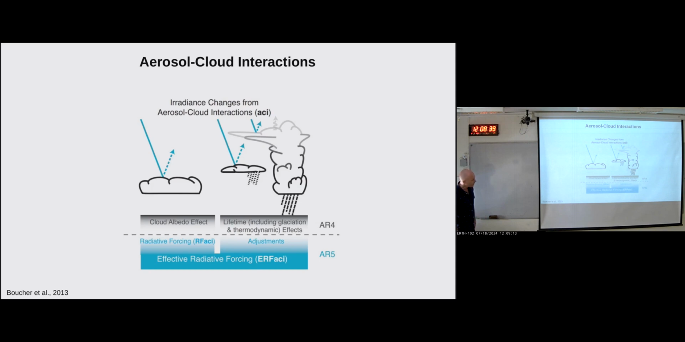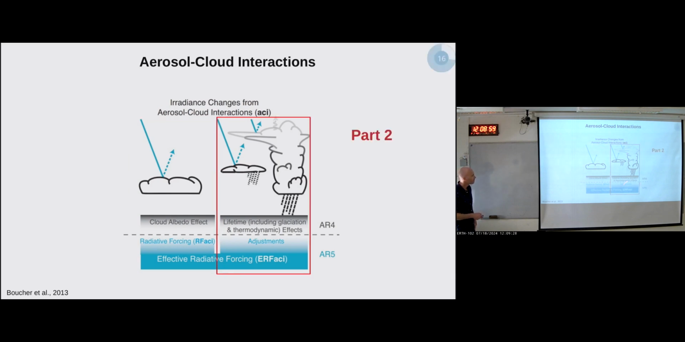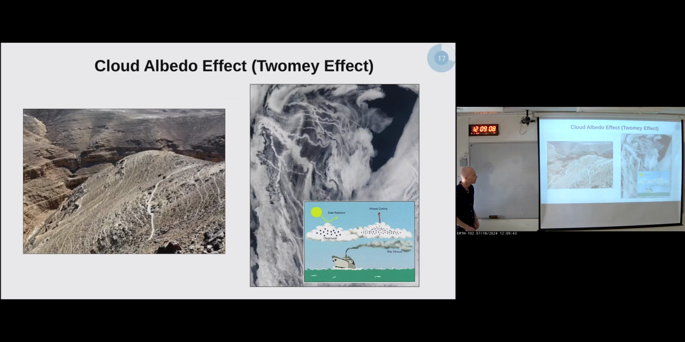The first part of the presentation will deal with thin cloud or cloud morphology and the cloud albedo effect, or we also call it the Twomey effect. And the second part will deal with cloud adjustments, how changes in liquid water path with aerosols depend on cloud morphology. And these are two topics that were overlooked in the literature, even though they are super important.